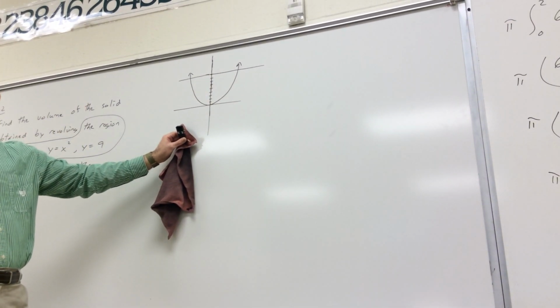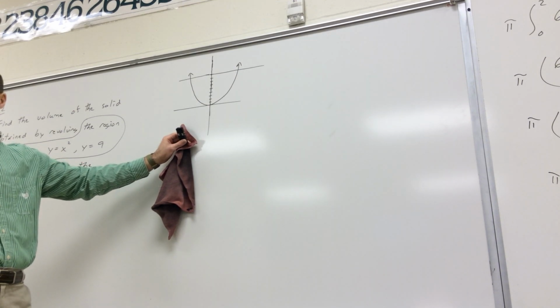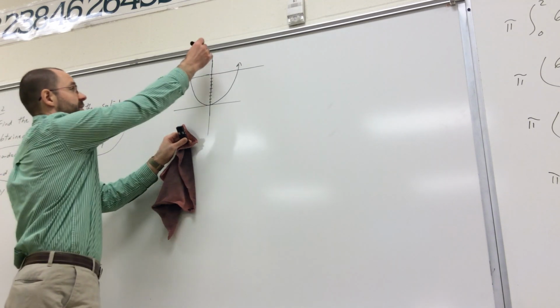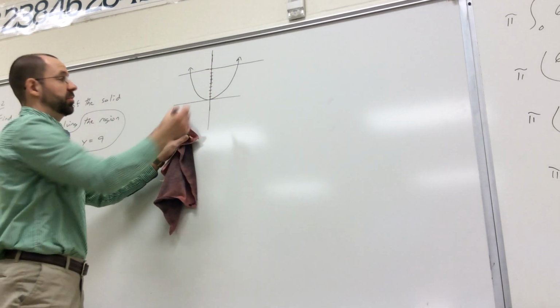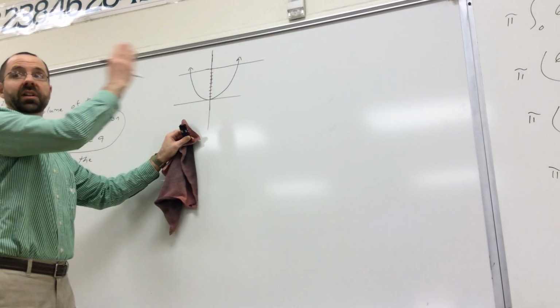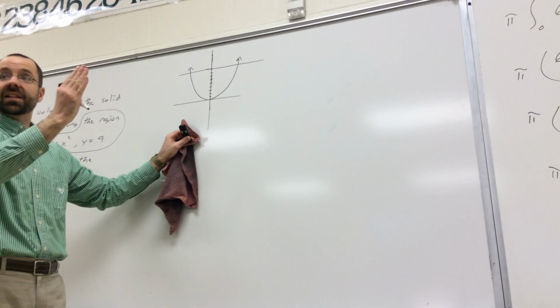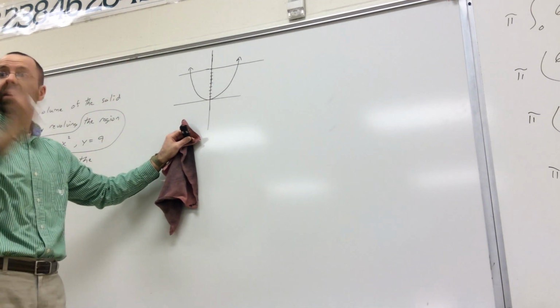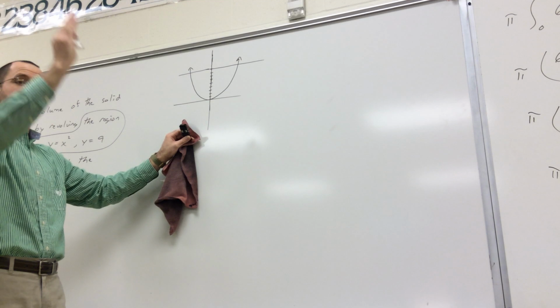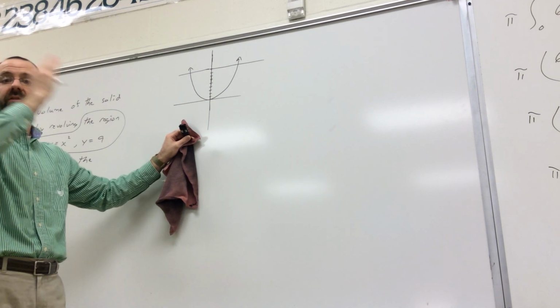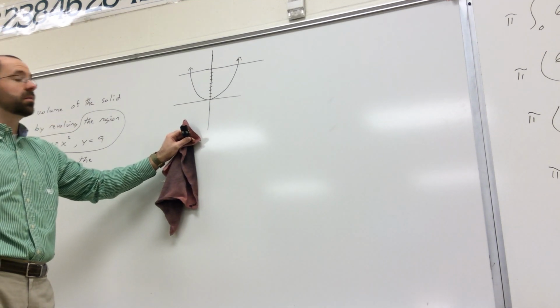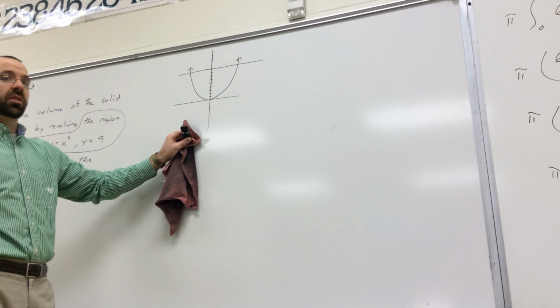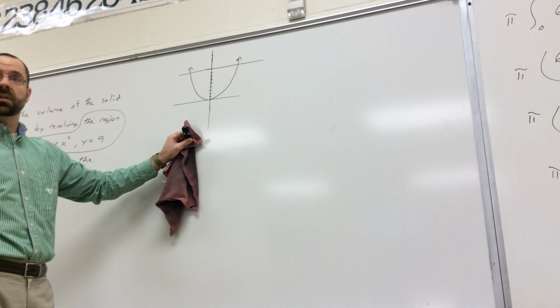And this time I'm going to revolve it around the y-axis. So here's my y-axis. So I'm taking this and I'm revolving it this way. That's different than last time. Last time I was revolving this way, right? Around, up and down. This time I'm going side to side in my revolution. Okay, so that's a key difference.